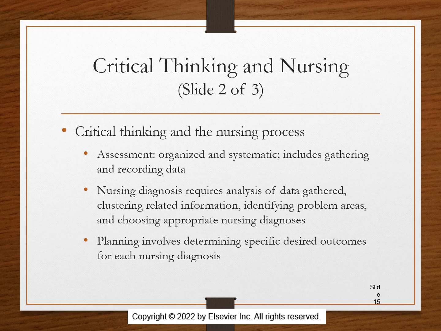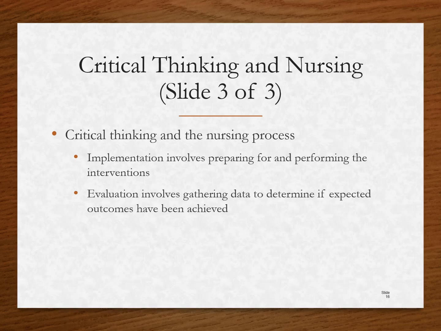Planning involves generating solutions. This is determining specific interventions and desired outcomes for each problem statement and nursing diagnosis that you have formed. While planning interventions, consider ways to promote optimum wellness and independence, and the most efficient, cost-effective way to achieve these desired outcomes. Implementation is the process of taking action. This includes preparing and performing the interventions. Evaluation is the process of evaluating outcomes. This is carried out by collecting data to determine whether expected outcomes have been achieved.